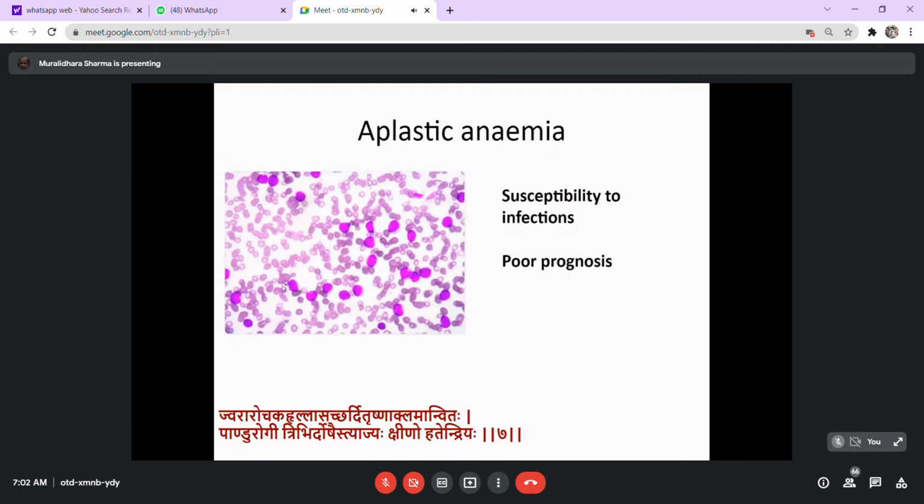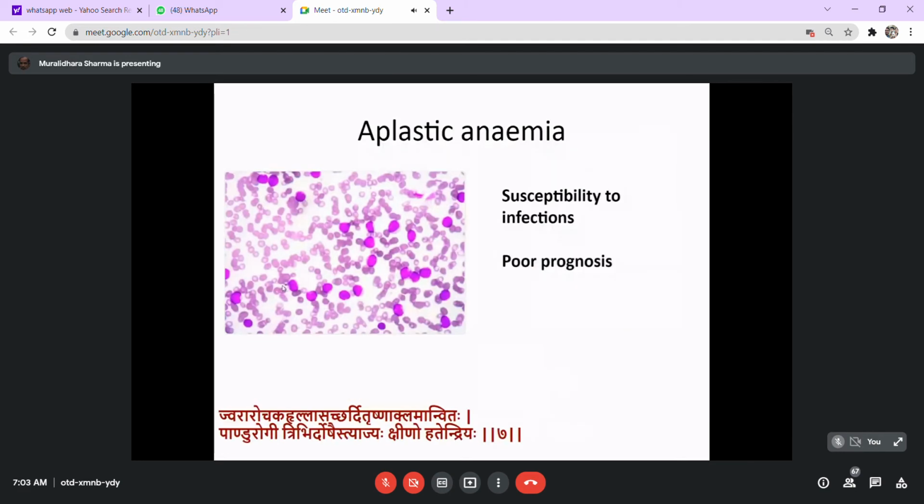Now, in aplastic anemia, the clinical presentation would be, in addition to the pallor which is seen, systemic symptoms like susceptibility to infections. Most patients of aplastic anemia are diagnosed not because of the pallor, but because of sustained infective symptoms like cough, or at times a pus producing lesion somewhere, and so on. The prognosis in general is poorer. Of course, the prognosis could be better if you know the real causes as such.